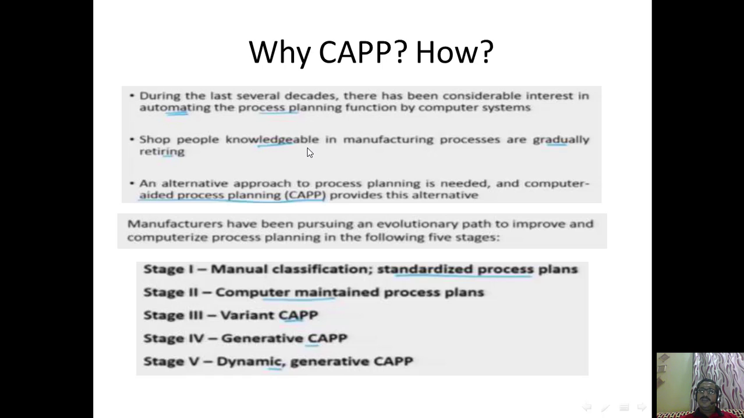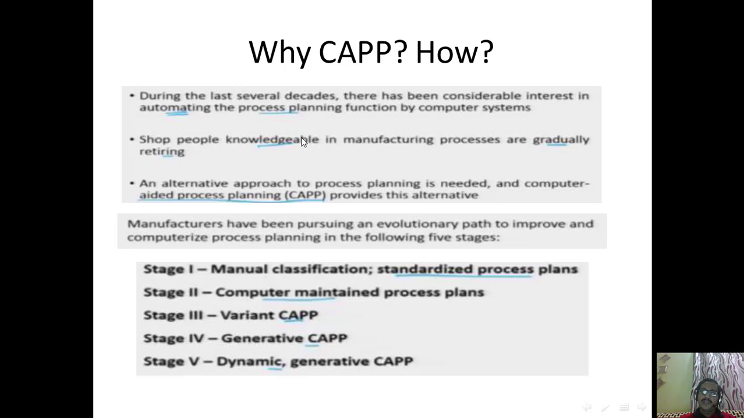So that's why we try to take the assistance of the computer, so that it will be very error free, and the best process plan can be developed, and there is improvement in consistency. That means if you run it several times, the best process plan will come. All the time the same process plan will come. So an alternative approach to process planning is needed, and computer process planning provides the alternative.